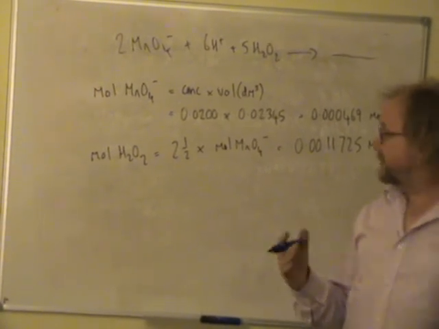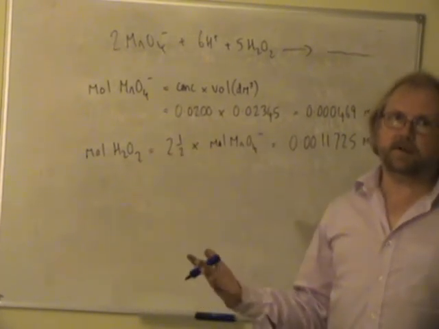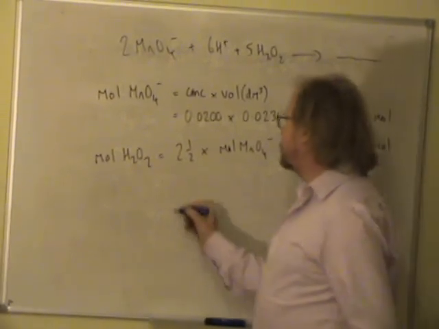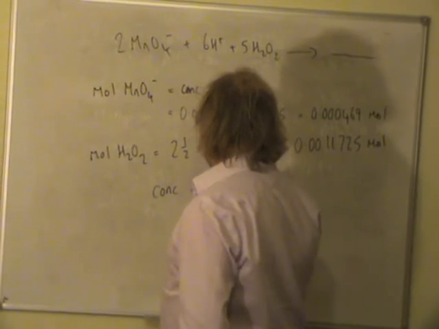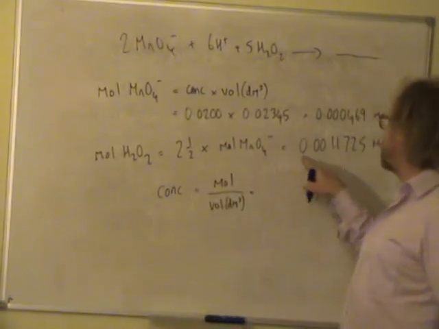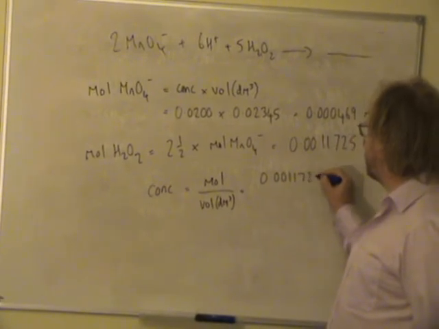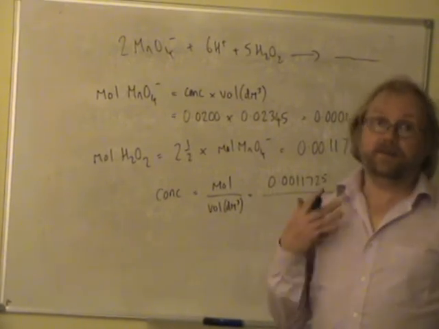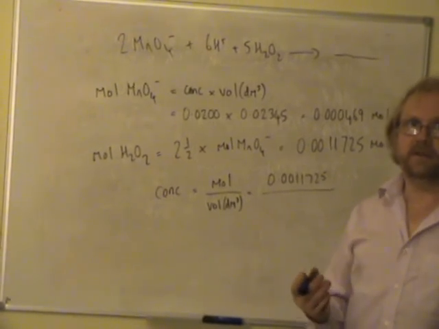So we've got two stages. First, we've got to work out the concentration of this stuff, which is the diluted stuff that you used for the experiment, and then scale it up to say, well, what was it before we diluted it? So we can say concentration is equal to moles over volume in dm cubed. So this is the number of moles that was used in the titration, 0.0011725. So because that's the number of moles in the titration, you need to divide it by the volume that was used in the titration, and you can see that was 25.0 cm cubed.